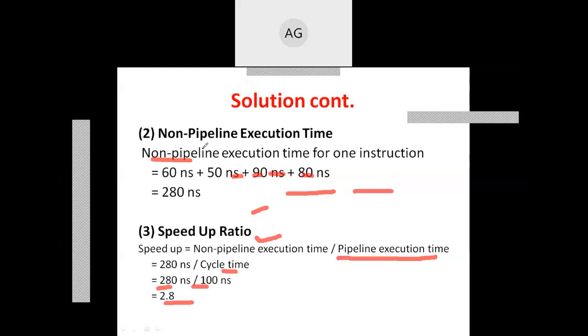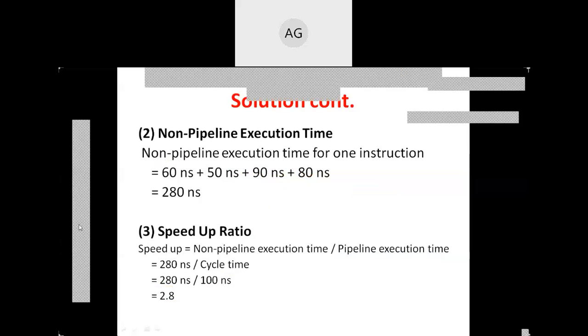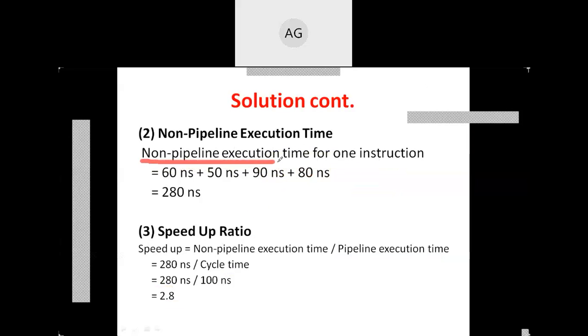calculate it now. The second is non-pipeline execution. So now non-pipeline execution time for one instruction. So in the case of non-pipeline, as all are executed sequentially and not parallelly, we need to add up all these stages like 60 plus 50 plus 90 plus 80. So after that, our answer is 280 nanosecond in the case of non-pipeline execution time.